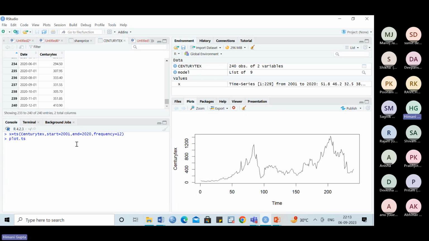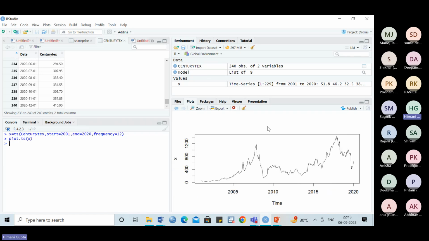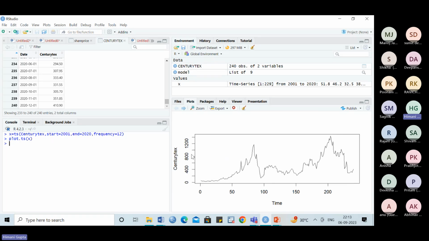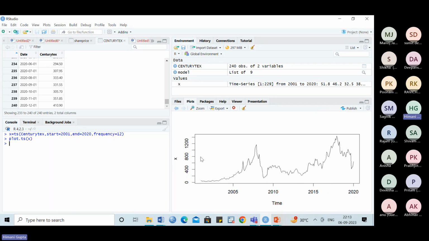Now let's plot it. plot.ts of X. Now you will see the same data is there, the same diagrams are there. Previously, I calculated this diagram for the original Century Textile. Now I have calculated it for X, the same diagram. The only thing is that R did not believe me that I had given the time series data. It itself converted it and then gave me the same diagram.